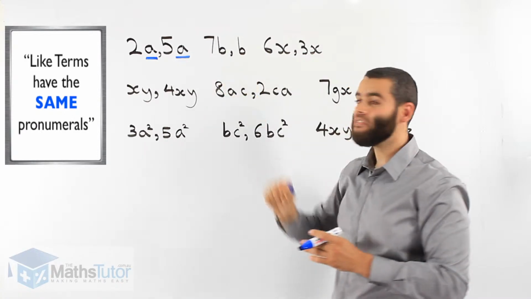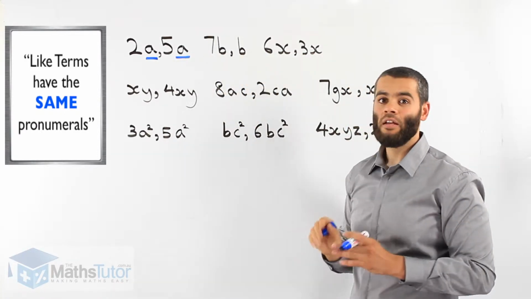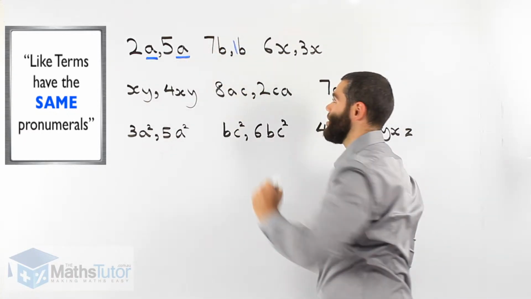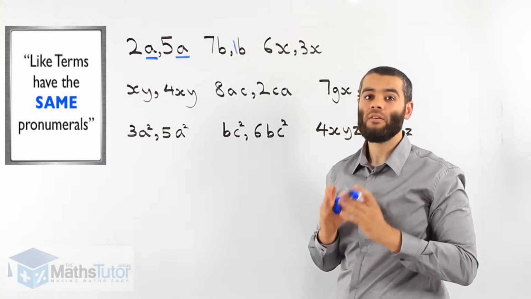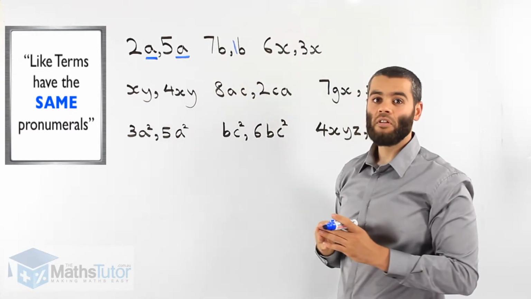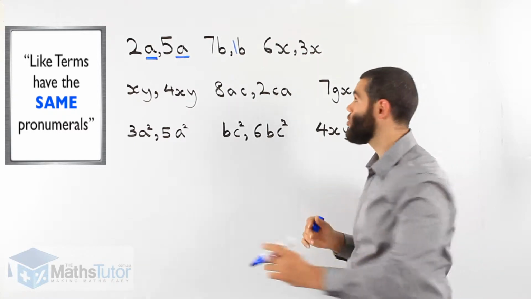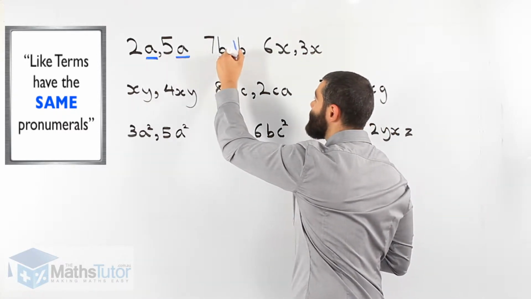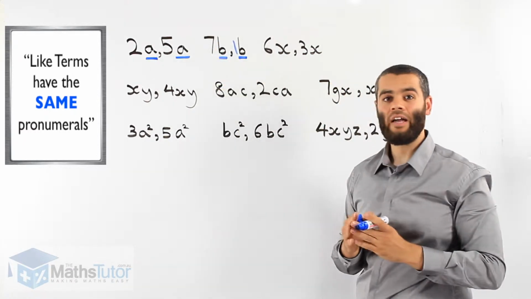Are these like terms? We have 7b and we have b. Now b really means that there's a 1 here: 1b. So when you see a b, it's not just a b, it's actually 1b. Are these like terms? Do they have the same pronumeral? That's the question you ask. In this case, yes, they have a b and a b. Therefore, 7b and b are like terms.